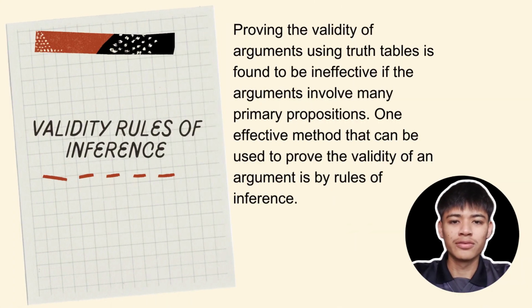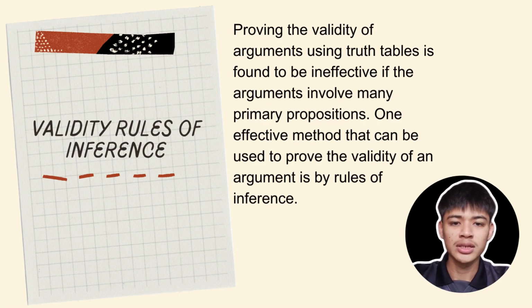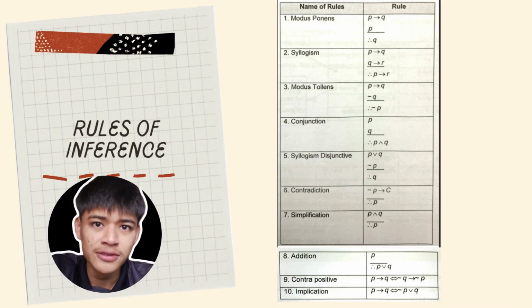Validity of rules of inference. Proving the validity of an argument using a truth table is found to be ineffective if the argument involves many primary propositions. One effective method that can be used to prove the validity of an argument is by rules of inference.